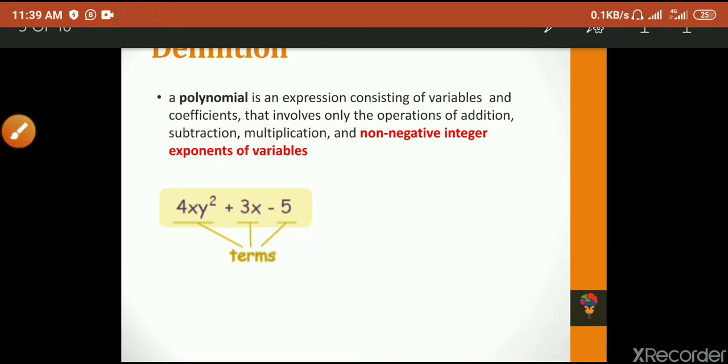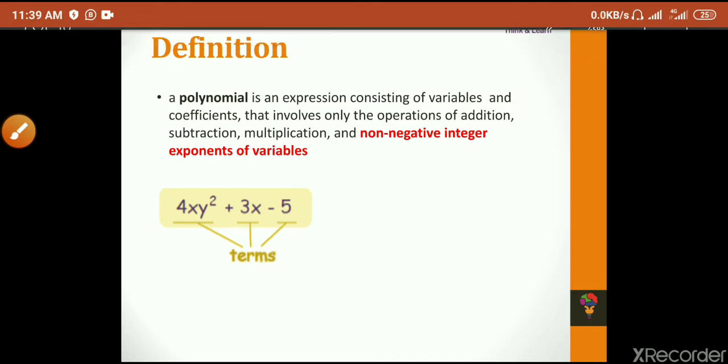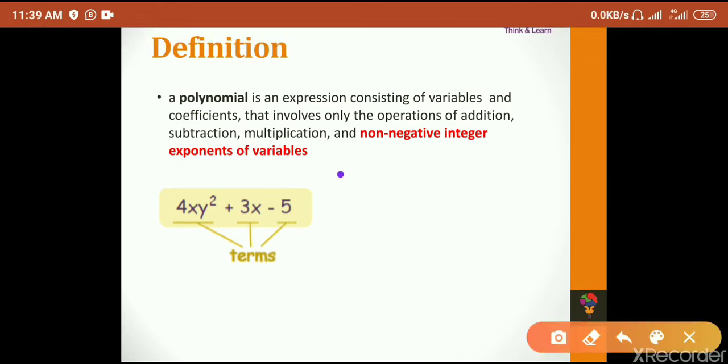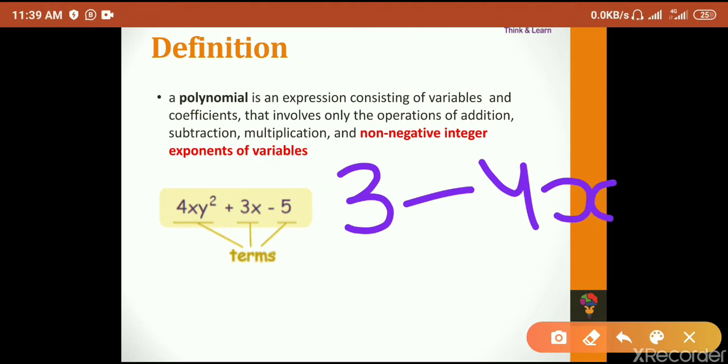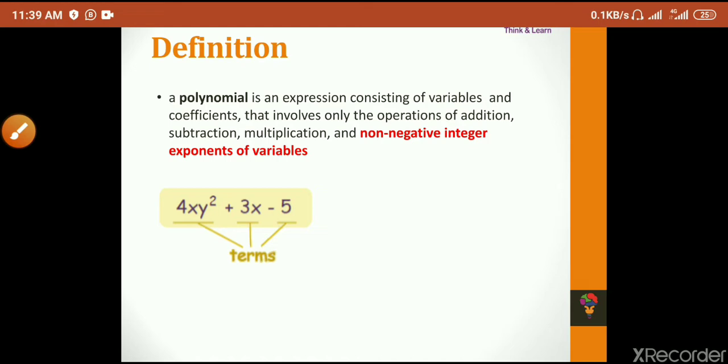Another important thing which students miss out is, suppose my expression is 3 minus 4x. So here what will be my coefficient of x? It will be minus 4 along with the sign. Don't forget this. You should always consider the sign along with the number. Here it will not be only 4, it will be minus 4. Okay, so now we'll move to the next term.